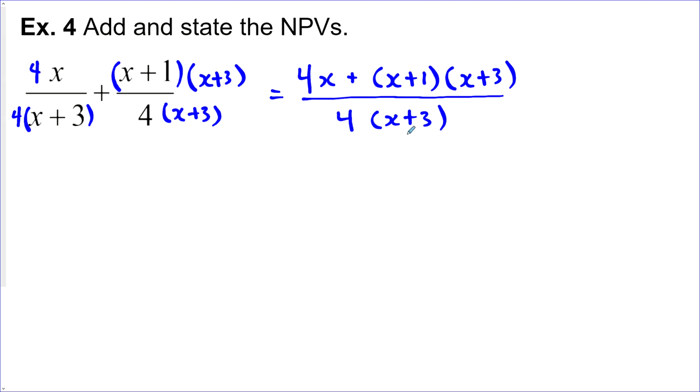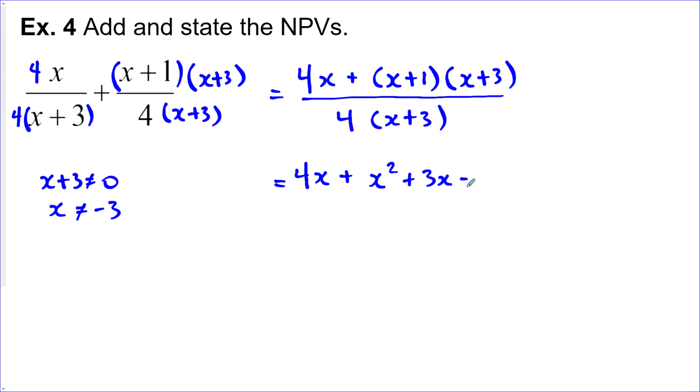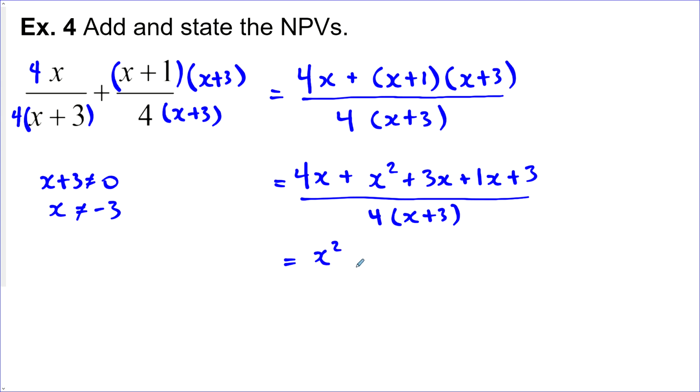Now we could look for non-permissible values anytime. Let's do it. X plus 3 cannot equal 0, and that means that x cannot equal negative 3. And now we look at this. Now we don't want to multiply the denominator together, but we do want to multiply the numerator together because there's some terms we could probably collect up. So let's do that. We've got a 4x plus, now we're going to use the distributive property here, x squared plus 3x plus 1x plus 3 all over this denominator. Now we'll collect up like terms, x squared plus 8x plus 3.